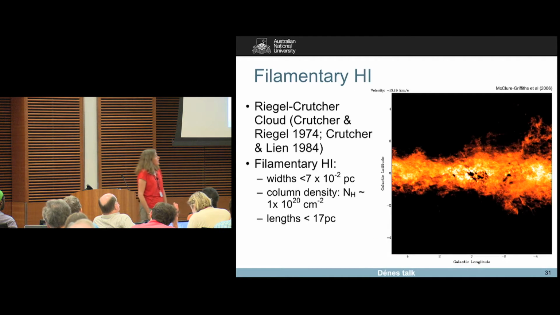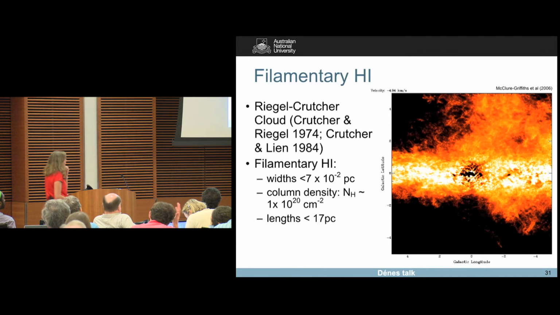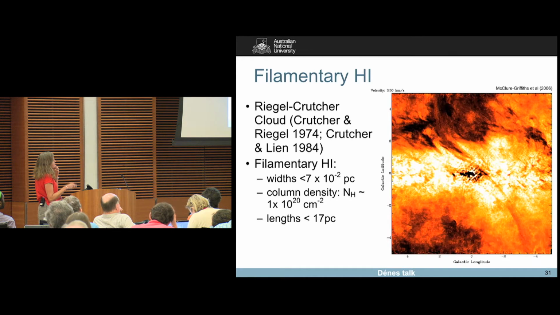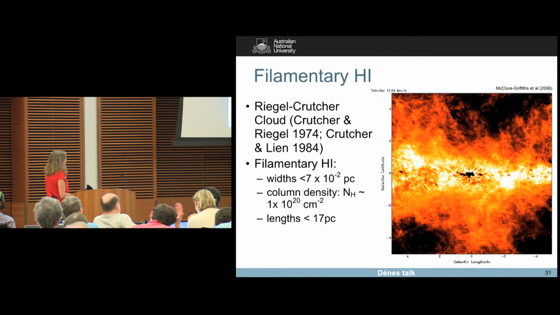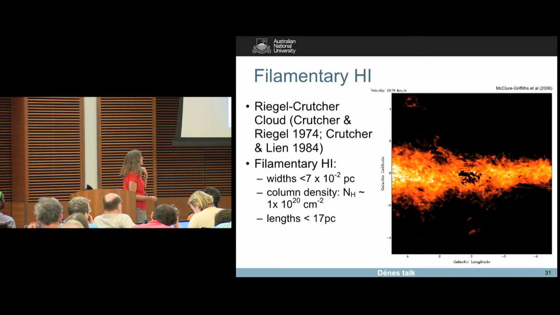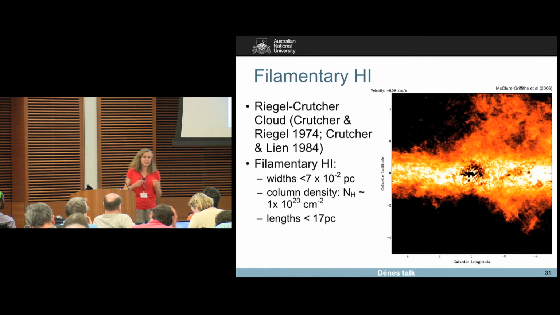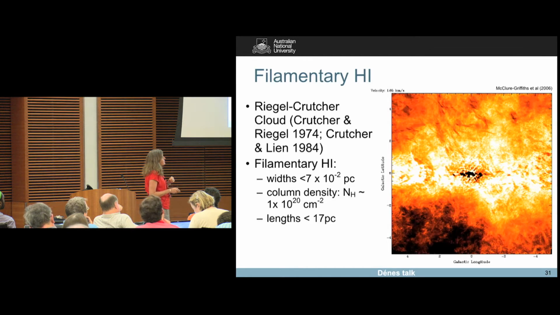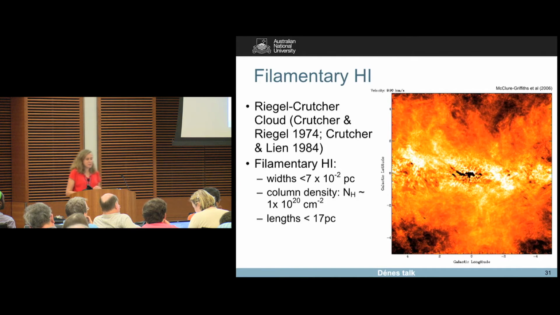We also know from the measurements of the Riegel-Crutcher cloud, which is what I'm showing here, stepping through velocity slices, this is the Riegel-Crutcher cloud in H1 self-absorption, that it has magnetic fields associated with it. Now, this particular cloud is wonderfully filamentary. It has widths that are less than 1/10 of a parsec in these little hair-like filaments that you can see here, and some of them extend up to 17 parsecs in length with very high aspect ratios.